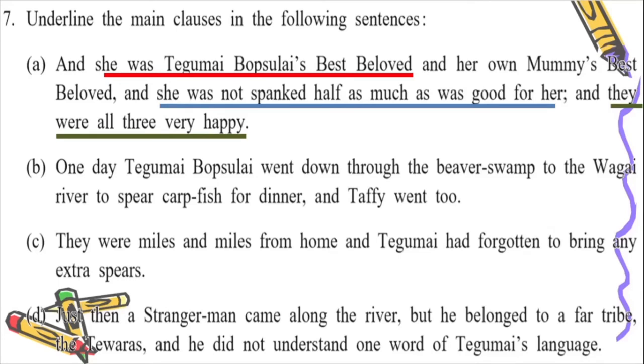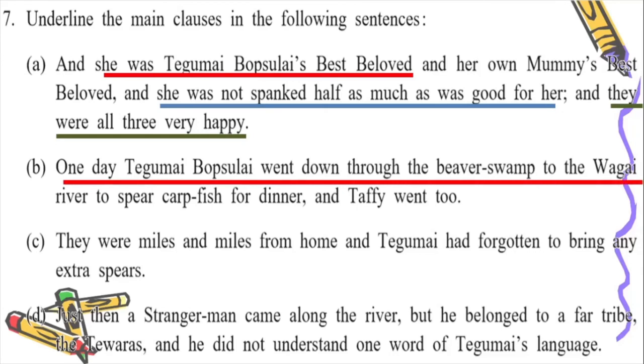One day Tegumai Bopsulai went down through the beaver swamp to the Vagai river to spear carp fish for dinner, and Taffy went too. So let us check and find out how many main clauses we are able to locate in this. So, one day Tegumai Bopsulai went down through the beaver swamp to the Vagai river to spear carpfish for dinner. If you want, you can take the line to the end of that part. And the second one is: Taffy went too.